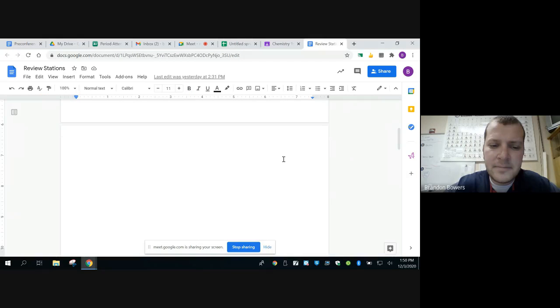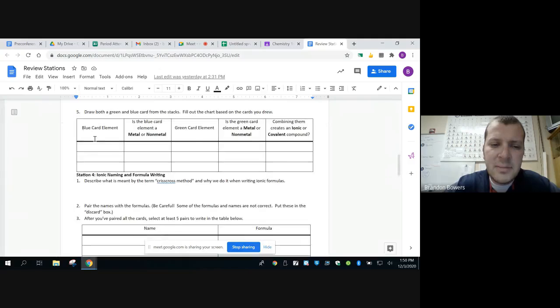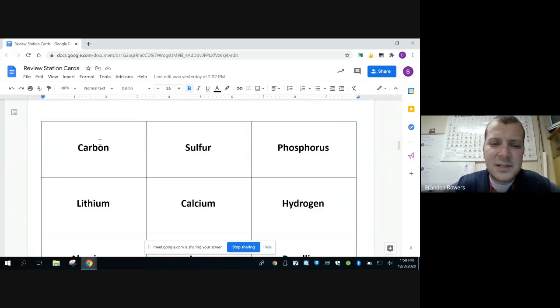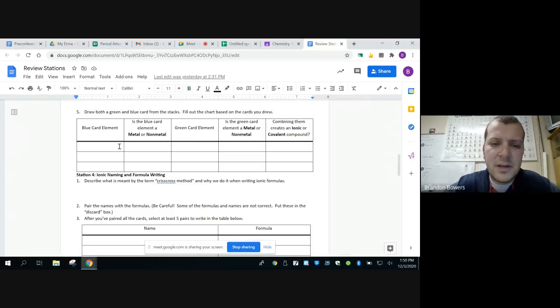Okay. So if you scroll down, pick a blue card and a red card. You can just pick any two of these. So I'm going to pick carbon and sulfur. What you have to determine is if one's a metal or non-metal, and what type of bond that will be. If it's two non-metals, it's going to be covalent, and any other type of bond, it's going to be ionic.